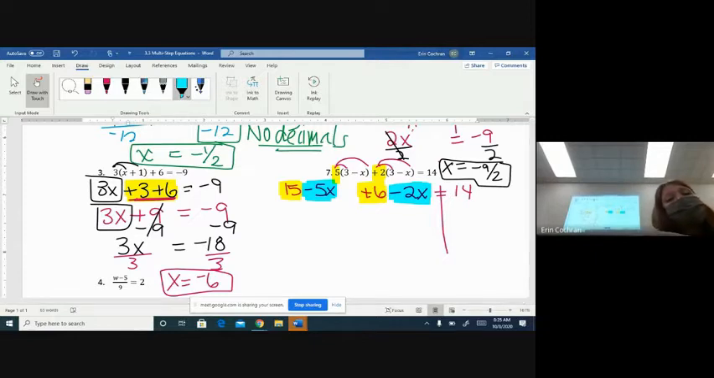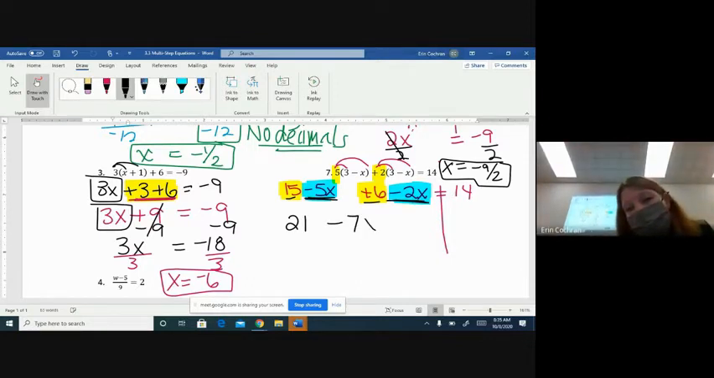And since they're on the same side, we just combine them, right? What is 15 plus 6? 21. What is a negative 5x and a negative 2x? Negative 7x. Good. Equals 14. Now, you can switch that order and you can have negative 7x plus 21. It doesn't matter in that sense.